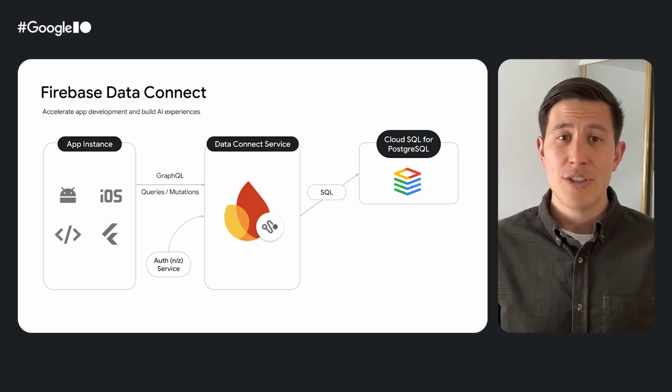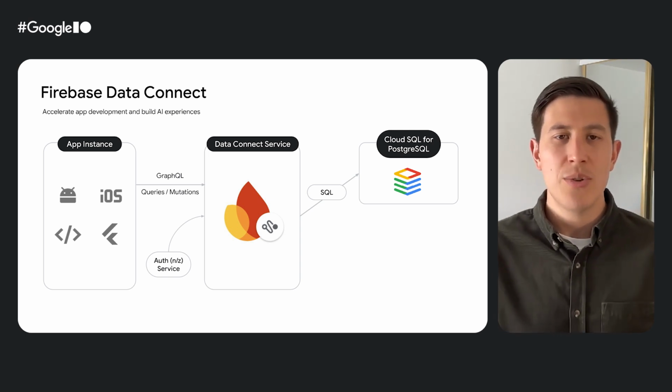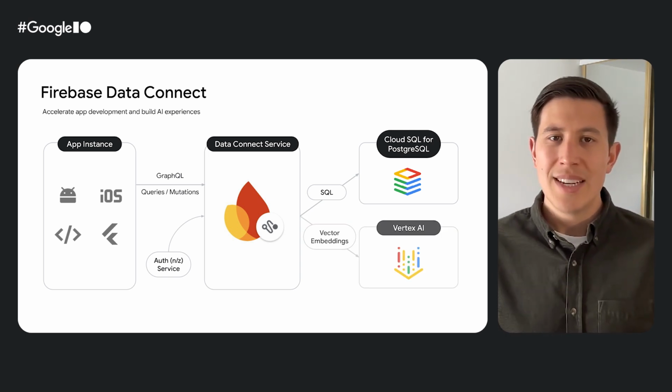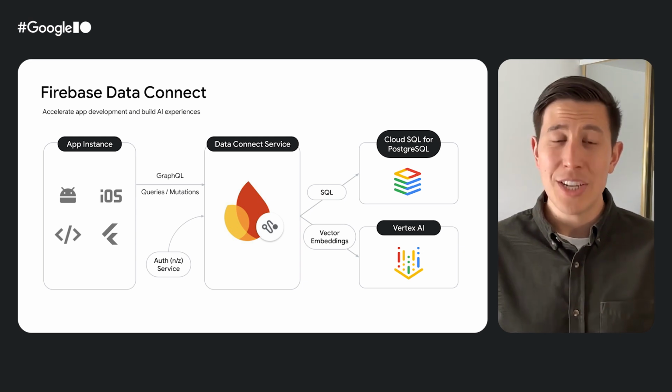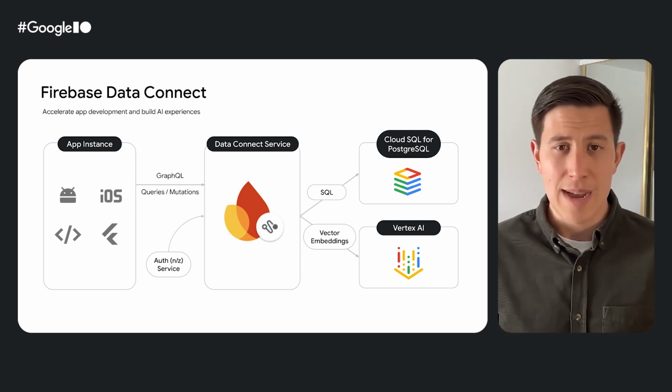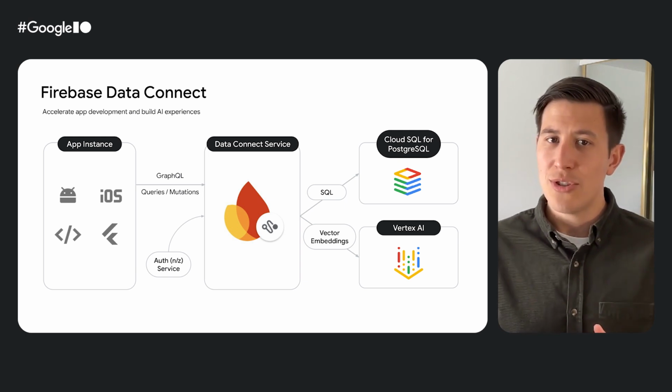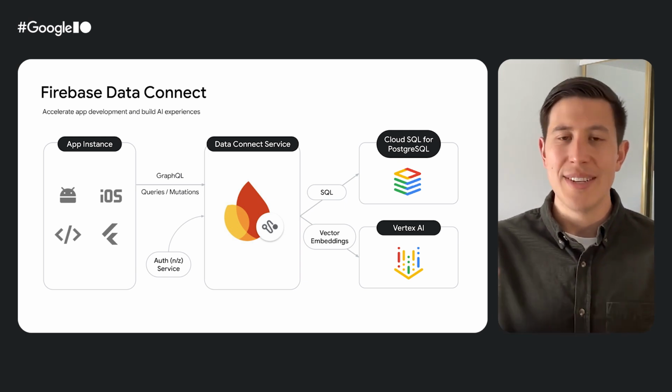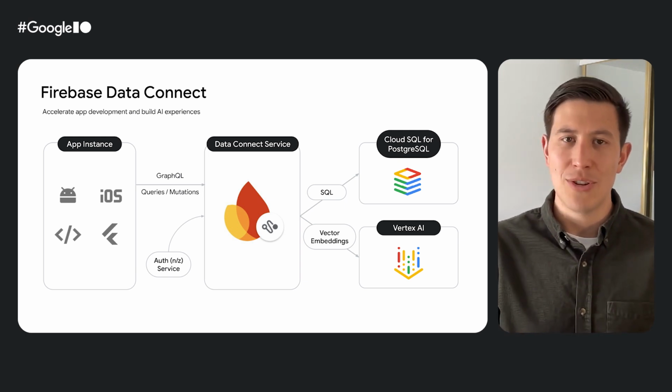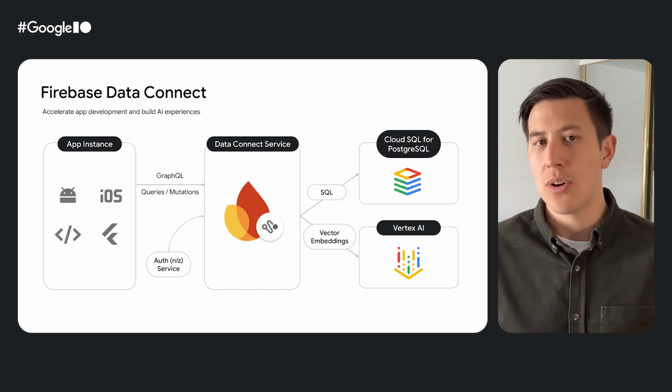Data Connect translates the GraphQL into SQL to read and write data to that Cloud SQL instance. Data Connect even handles embedding generation from Vertex AI to enable semantic search in your apps. That was the search that looked through the movie catalog in the demo based on the meaning of the search instead of the exact search word.